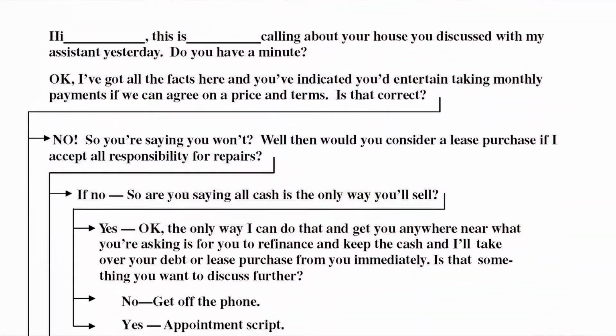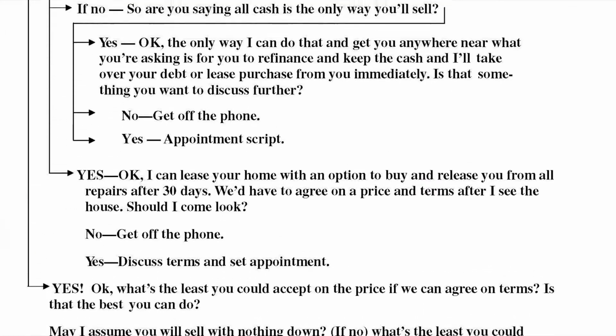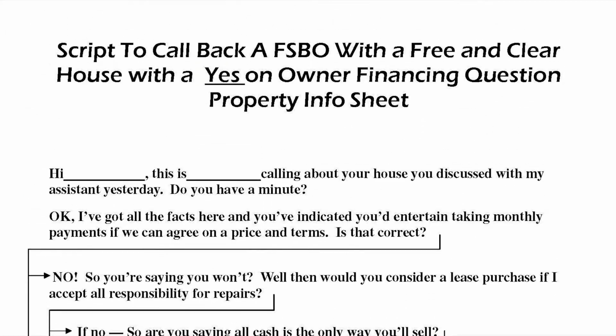Now from that point on, we have a script. Once you fill out the property information sheet, and you get the answers below, the bedrooms and the bathrooms, and is it listed and all that stuff that's on the sheet, you get rid of that sheet and you now go to my script. I have a script which you'll find right in front of you and down below. I pulled it right out of my boot camp manual. It's called Script to Call Back a FSBO with a Free and Clear House with a Yes on Owner Financing question.